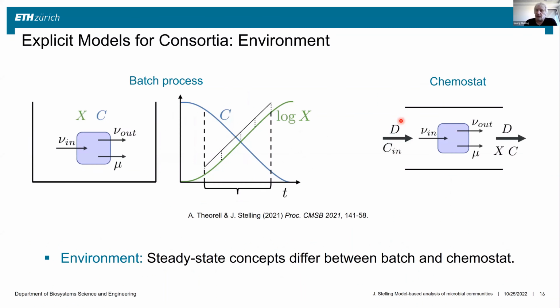So this was essentially the first part, the first idea, trying to get an understanding of what a consortium can do in terms of exchanges in principle. But then the next step was to go towards more explicit models for consortia, namely trying to consider the environment. What is usually done is something like the model of a fed-batch or batch process. You have your biomass X, concentration C, and we assume that there are certain fluxes into the cell and out of the cell, and then we also get growth.